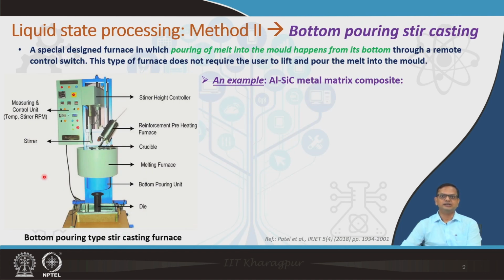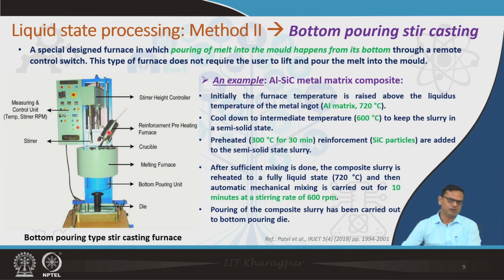Now let us look at another new technique, which is basically a modification of stir casting where bottom pouring is done. Here the pouring of melt into the mold happens from the bottom. You can see here the stirrer, and this is where the melt is kept. The melting furnace is this one, and the reinforcements are added through this particular setup. The reinforcements have to be preheated.